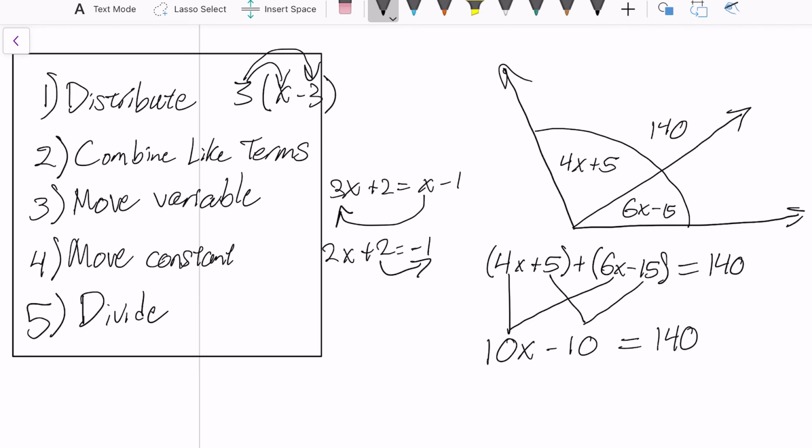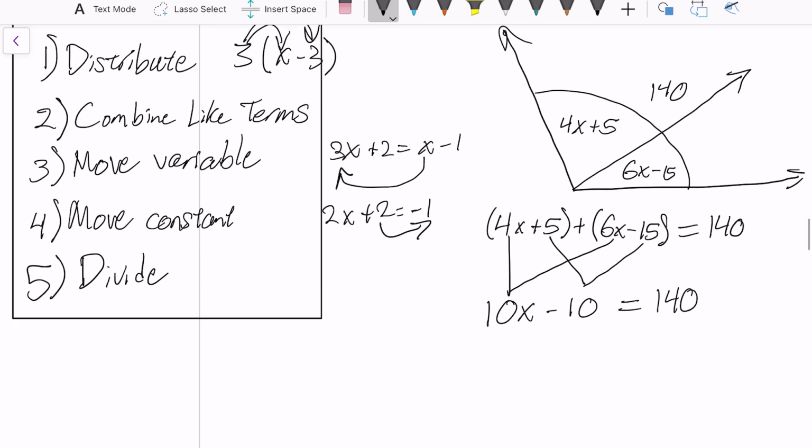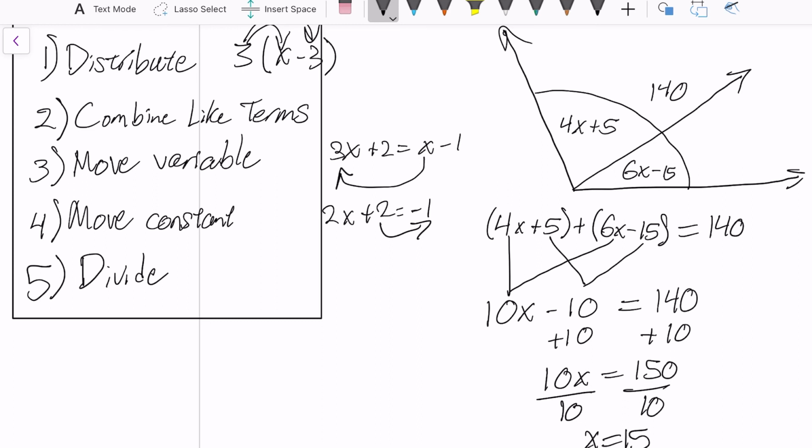I do need to move my constant, though. Do you guys see this minus 10 that's right here next to our 10x? What I'm going to have to do is add 10 to both sides. So I get 10x equals 150. I'm on my last step, divide. I divide both sides by 10 to get x equals 15.